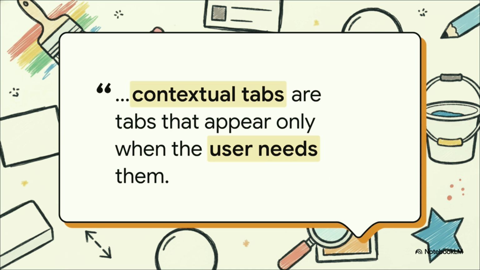It talks about contextual tabs that only pop up when you need them. What does that mean? It means the interface is smart. It anticipates what you're trying to do. For example, as soon as you click the text tool to type something, a whole new tab just for formatting your text automatically appears. It's all about being efficient and just making sense.